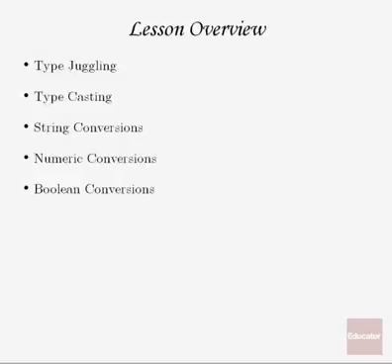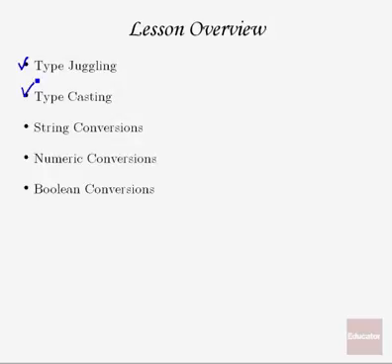So in today's lesson, we're going to talk about a couple of things. We're going to first talk about a term called type juggling, which is something that PHP does, a way it automatically converts variables of one particular data type to another. We're going to talk about typecasting itself, which is the actual process of doing that.